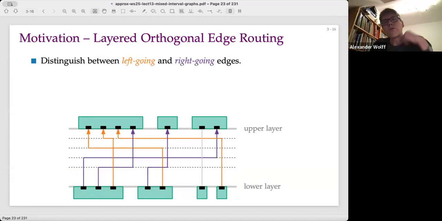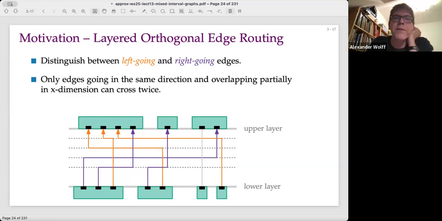Another thing that we can do to simplify the problem is we can subdivide the edges into two types, namely those that basically go to the left and those that go to the right. And I've drawn them as orange and purple edges here. And only those that go into the same direction actually cause the problem of maybe intersecting twice.